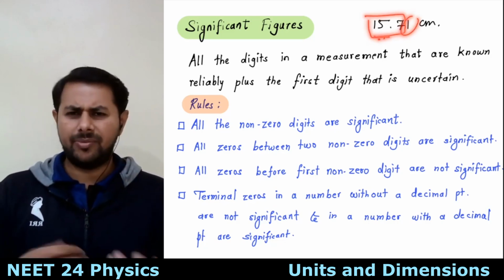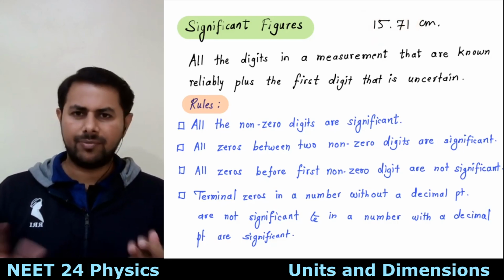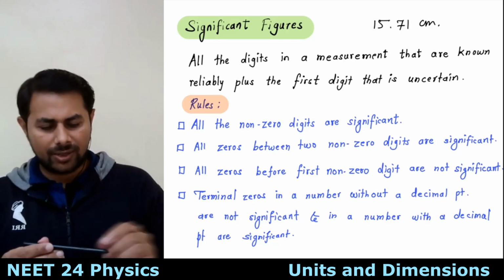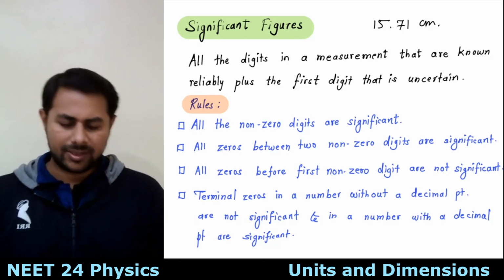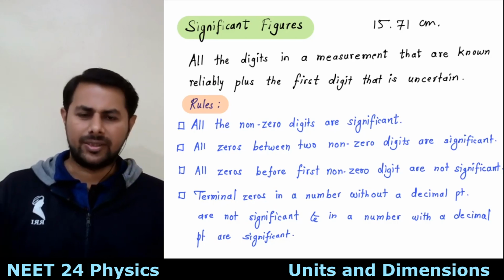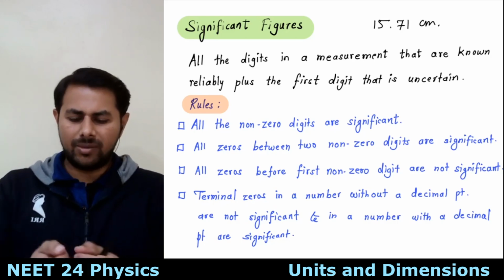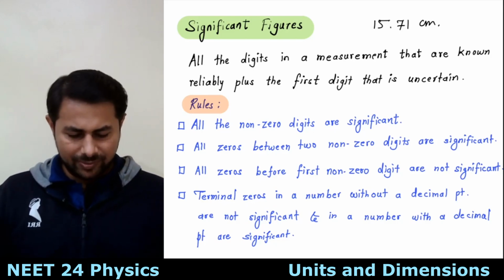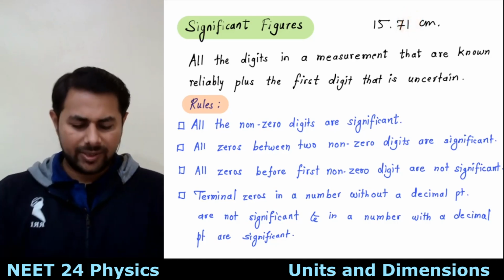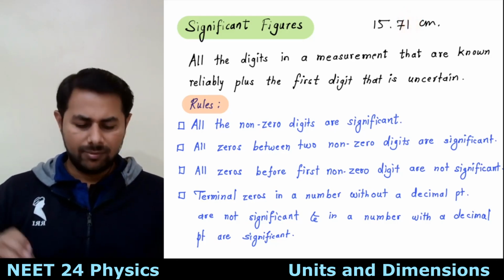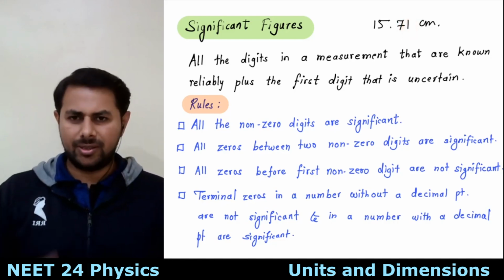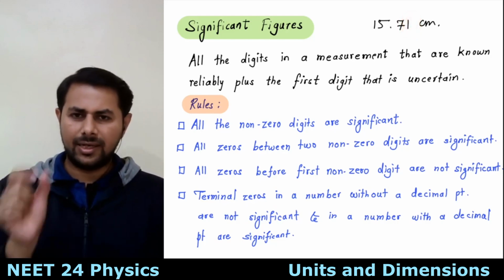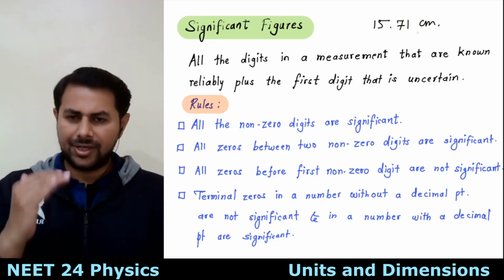This last digit might be +1 or -1, right? There can be some error in this one. For example, if I see from this side, I have calculated a little bit extra. If I see from this side, I have calculated a little bit less. Or there might be a little bit of sliding of the scale also. There are numerous possibilities, right? So this last digit might be correct, or it might not be correct. This last digit is known as the error digit.